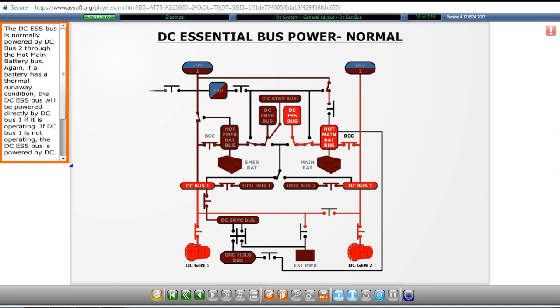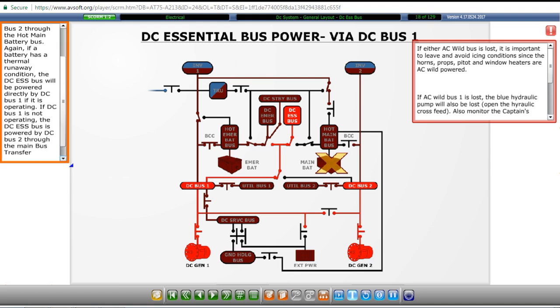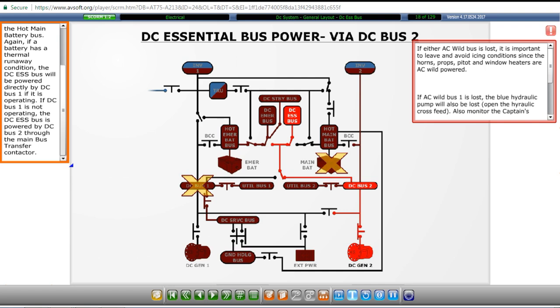The DC essential bus is normally powered by DC Bus 2 through the hot main battery bus. Again, if a battery has a thermal runaway condition, the DC essential bus will be powered directly by DC Bus 1 if it is operating. If DC Bus 1 is not operating, the DC essential bus is powered by DC Bus 2 through the main bus transfer contactor.